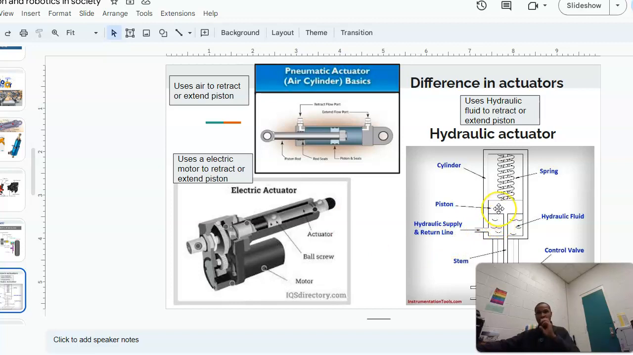Now the air actuator and the hydraulic actuator are similar. The only difference is that the hydraulic actuator uses hydraulic fluid. Because fluid can't be compressed, it uses this to move the piston. It tries to press onto the fluid, and that is what moves the piston back and forth.